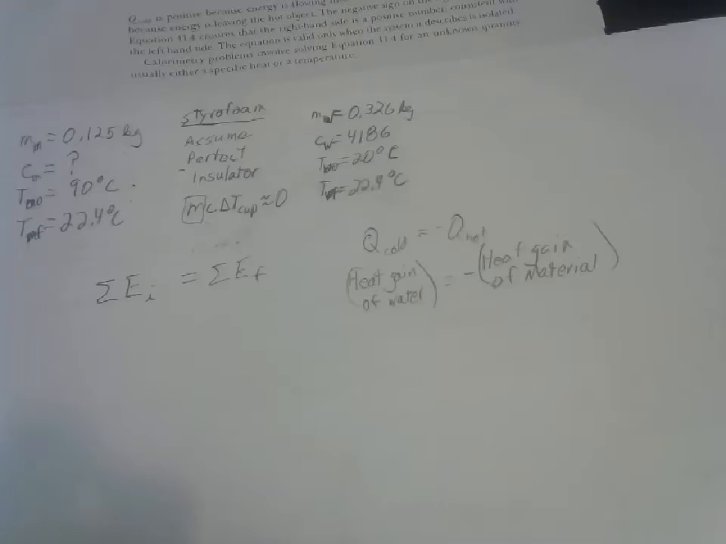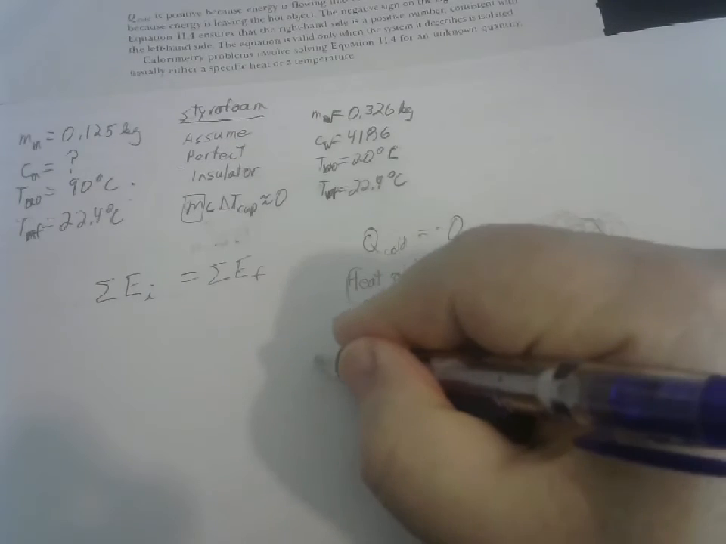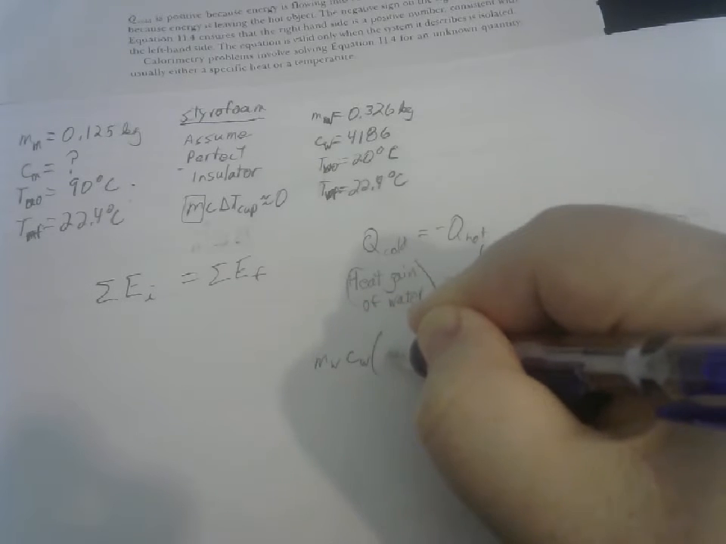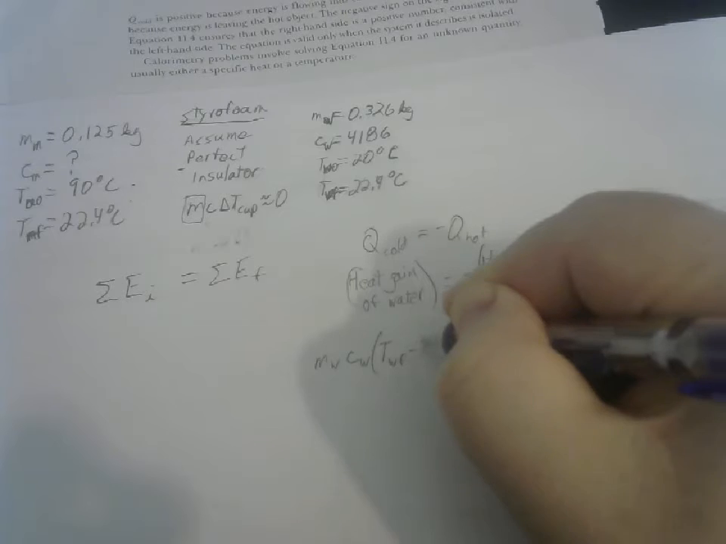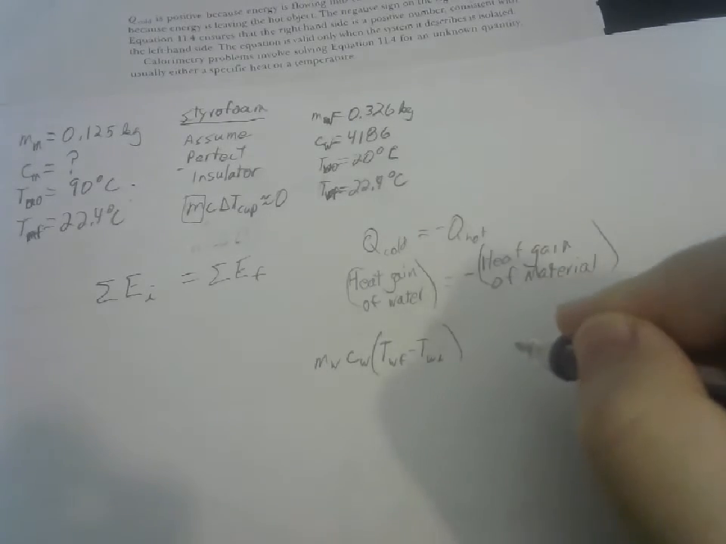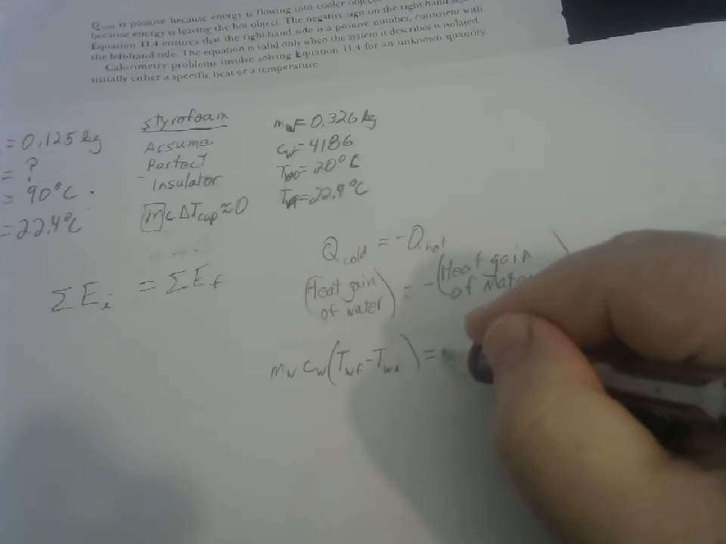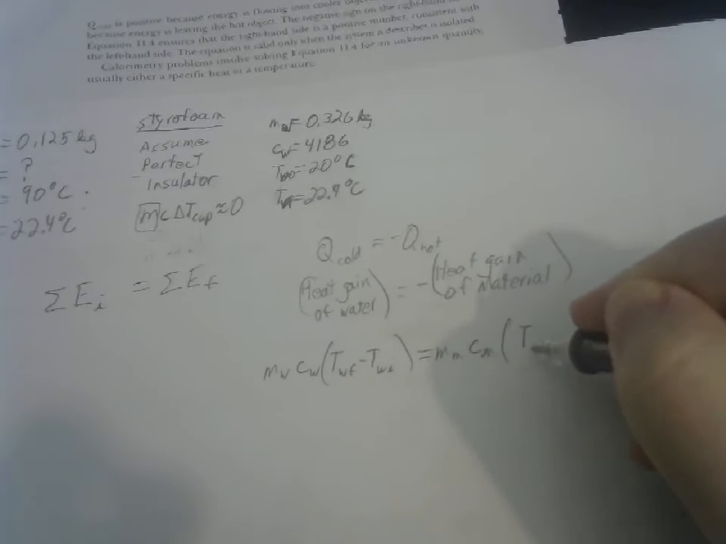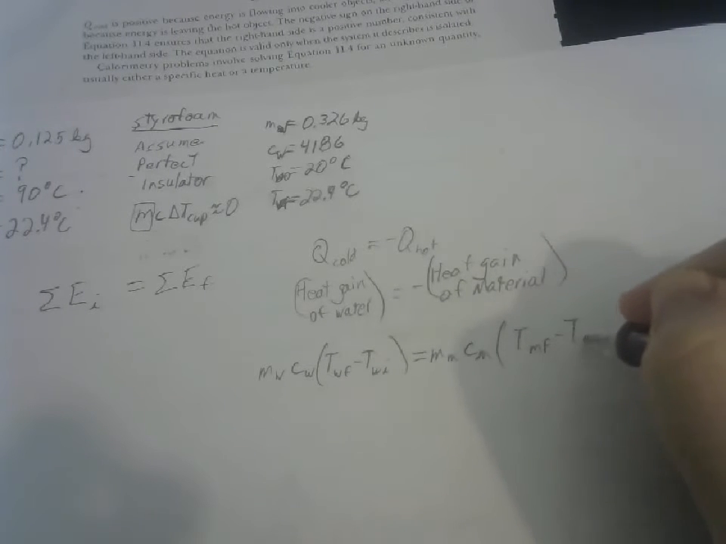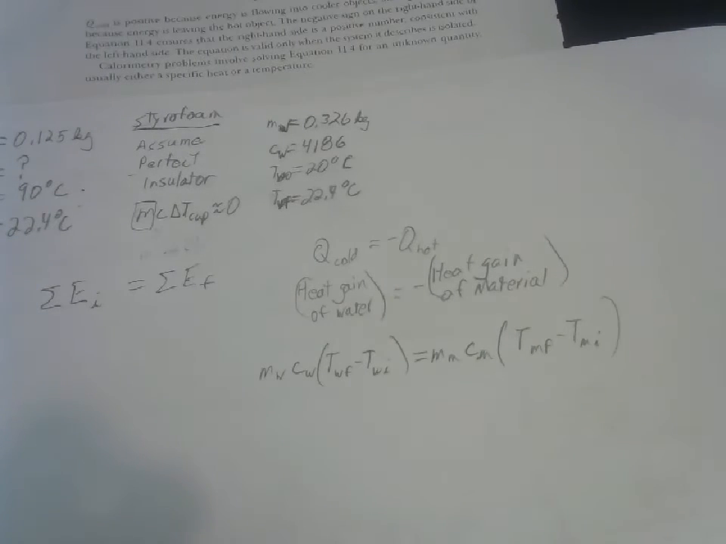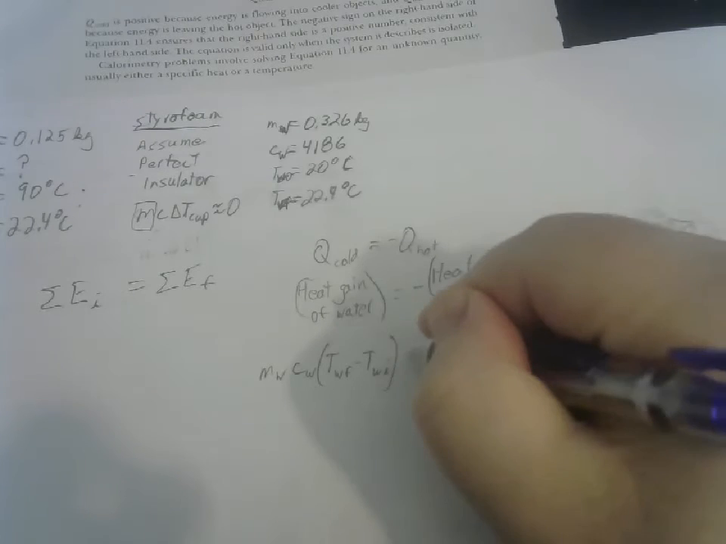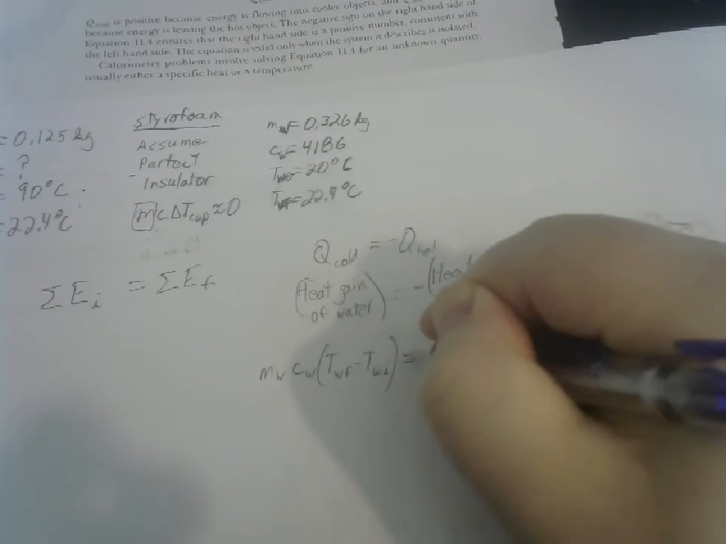And so the heat gain of the water would be mass of the water times C of the water times T water final minus T water initial. And the heat gain of the material would be mass of the material, C of the material, times T material final minus T material initial. And I want to put a negative sign in there, so let's erase that and put in equals and a negative sign.